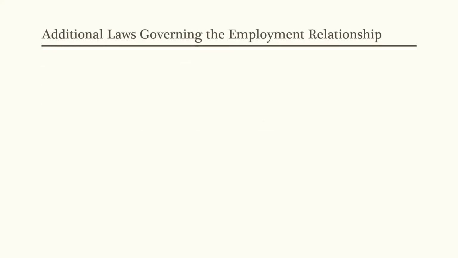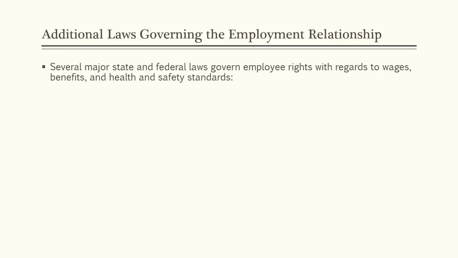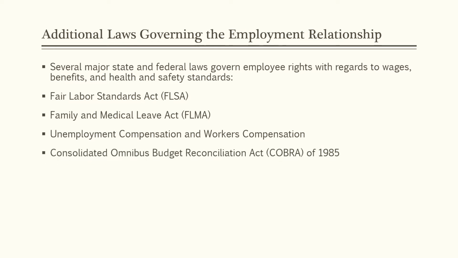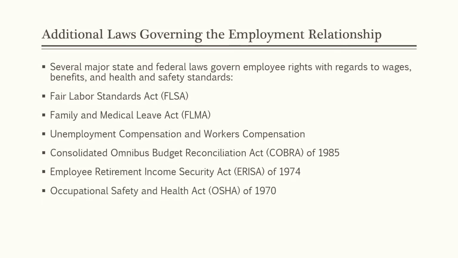We will begin this lesson with additional laws governing the employment relationship. Several major state and federal laws govern employee rights with regards to wages, benefits, and health and safety standards. They include the Fair Labor Standards Act, Family and Medical Leave Act, unemployment compensation and workers' compensation at the state level, the Consolidated Omnibus Budget Reconciliation Act of 1985, the Employment Retirement Income Security Act of 1974, and the Occupational Safety and Health Act of 1970.